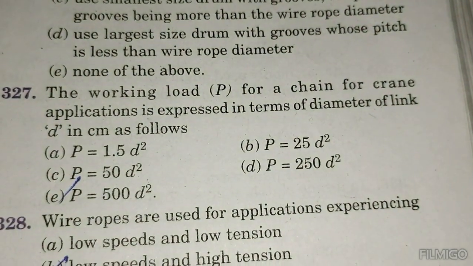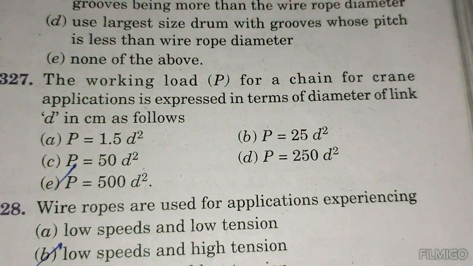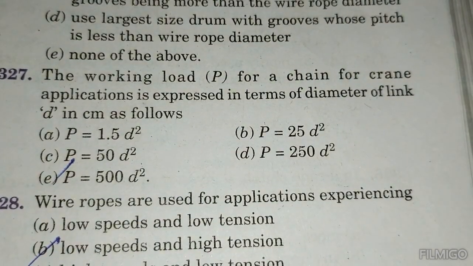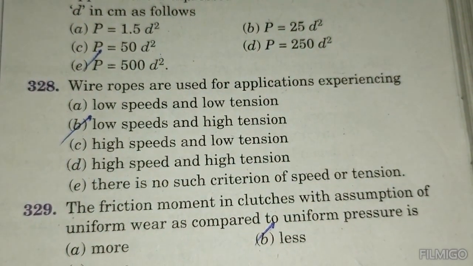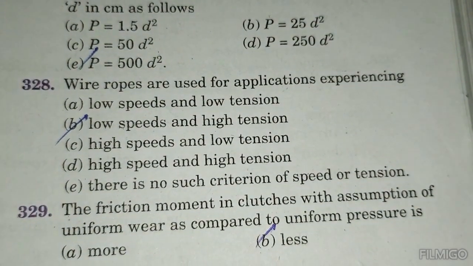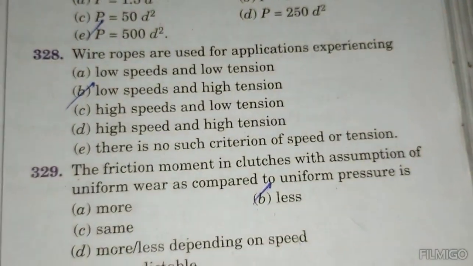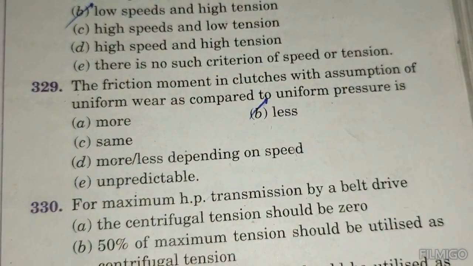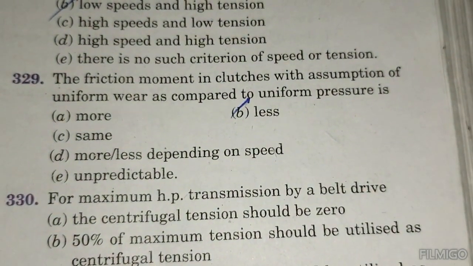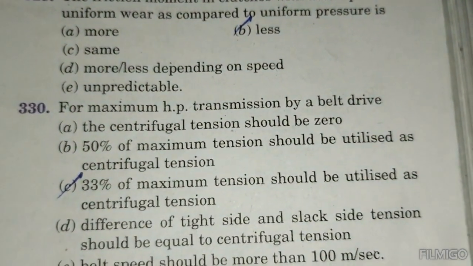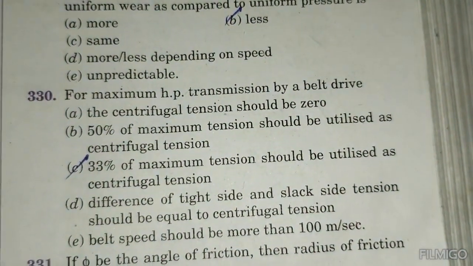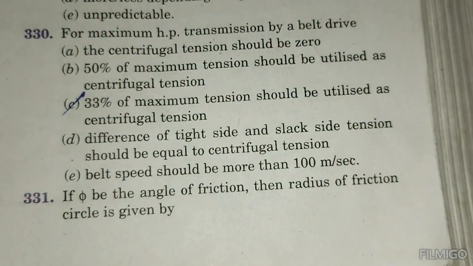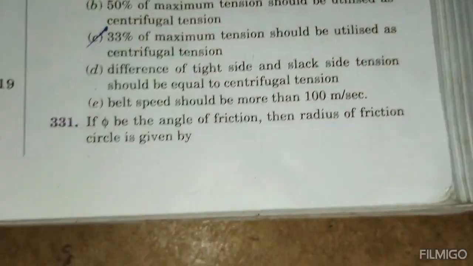The working load for a chain for crane applications is expressed in terms of diameter of link D in centimeter: P is equal to 500 D square. Wire ropes are used for applications experiencing low speeds and high tension. The friction moment in a clutch with the assumption of uniform wear as compared to uniform pressure is less. For maximum HP transmission by belt drive, 33% of maximum tension should be utilized as centrifugal tension.